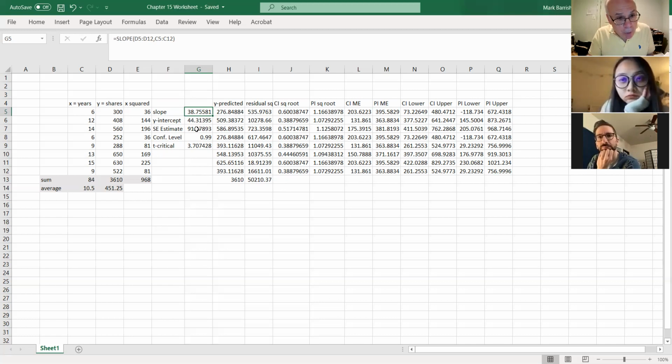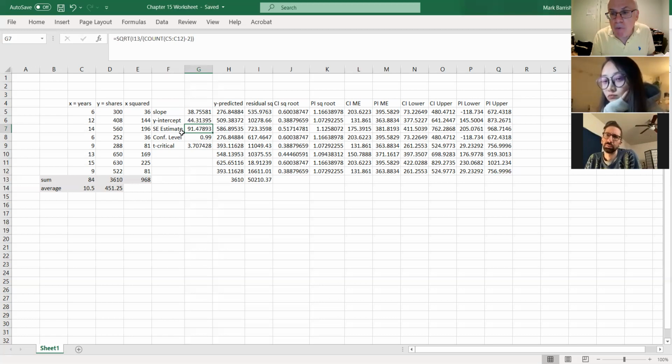Now, what is the third one here? This SE estimate. That's the standard error of the estimate. That's the square root of the squared residuals divided by the degrees of freedom, which is n minus 2. Remember that formula? Another name for it would be the standard error of the residuals. So it's an estimate of the overall variation of the residuals for the whole data set. Not for any particular value of x, but for the whole data set.